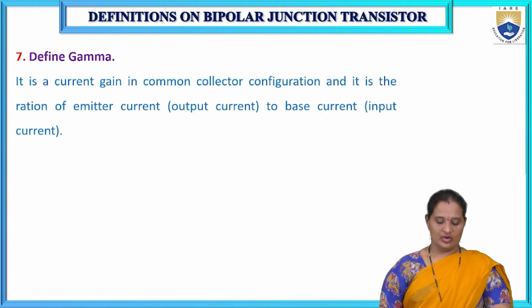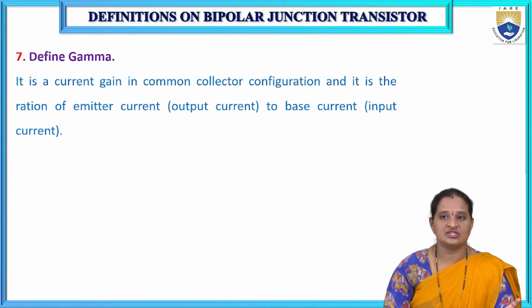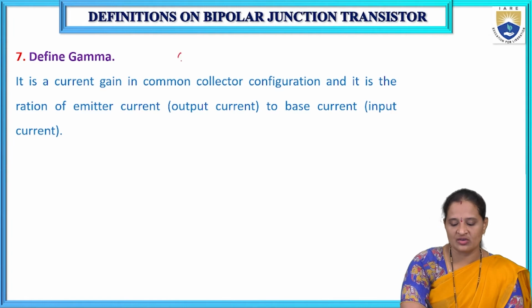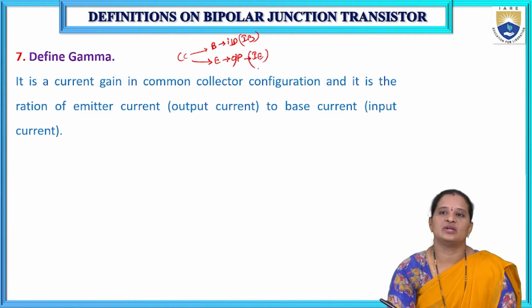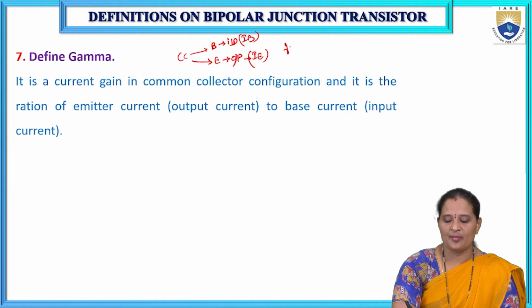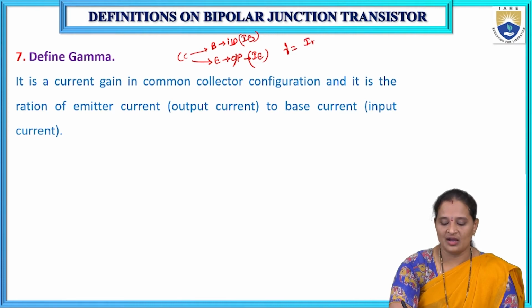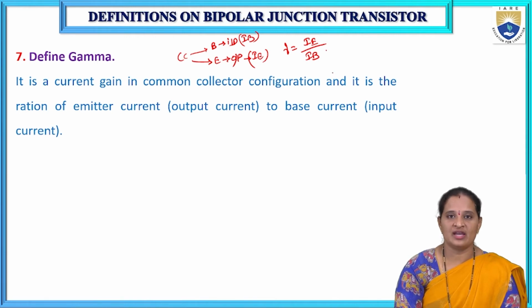Now coming to gamma. How can we define gamma? Gamma is the current gain, or current amplification factor, of a transistor in common collector configuration. In common collector configuration, base is the input terminal and emitter is the output terminal. So base current IB is the input current and emitter current IE is the output current. That is why we can define gamma as the ratio of IE by IB. So it is the current gain of a transistor in common collector configuration, defined as the ratio of emitter current to the base current.